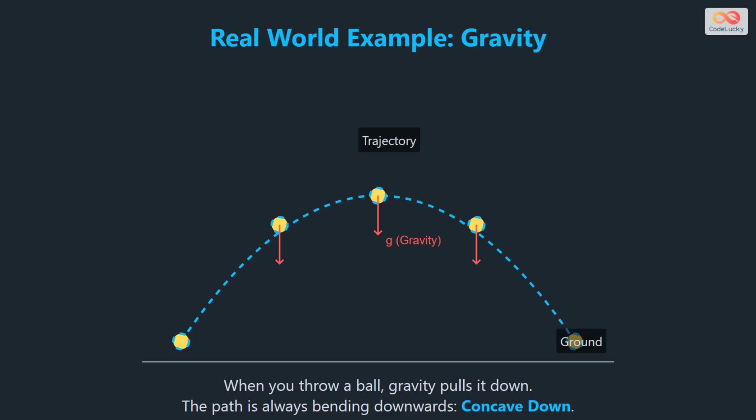A perfect real-world example is gravity. When you throw an object, its trajectory is curved downwards because gravity is constantly pulling it down. This entire path is an interval of concave down behavior.